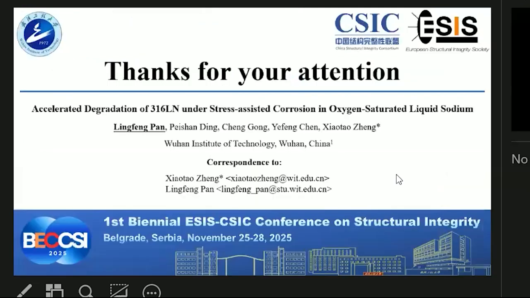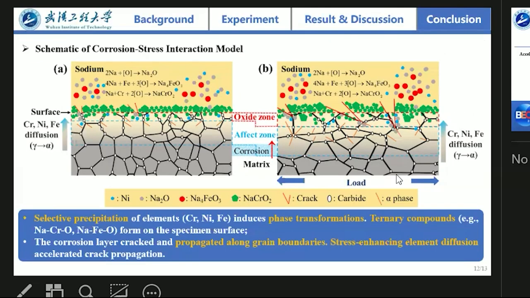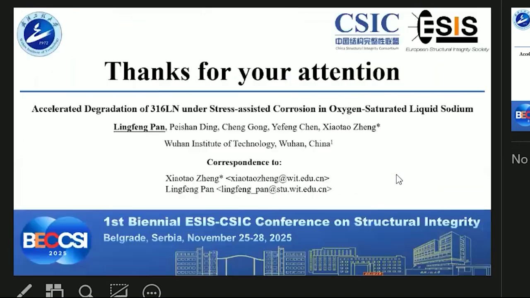Now it shows the selective precipitation of elements induces phase transformation, and tunnels form on the specimen surface. The corrosion layer collapsed and propagated along grain boundaries, and stress enhances the element diffusion, accelerating crack propagation. Okay, that's all I want to show you.